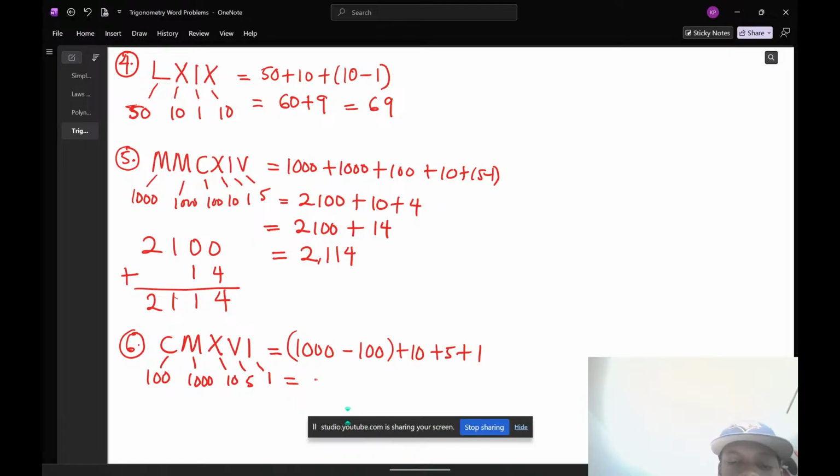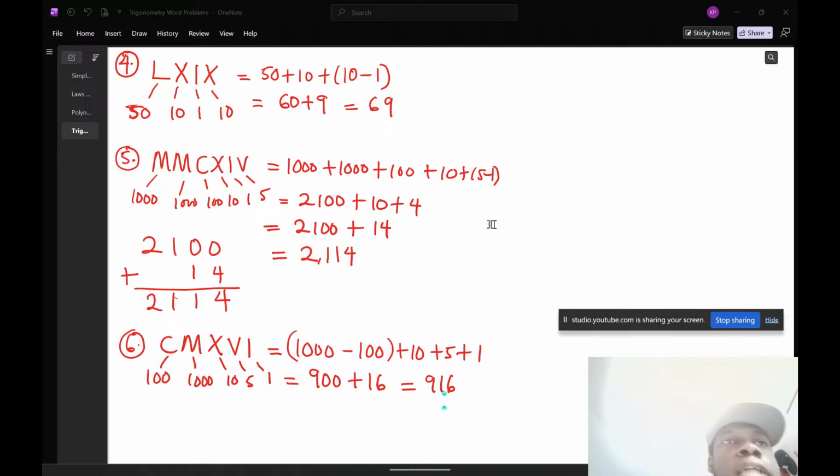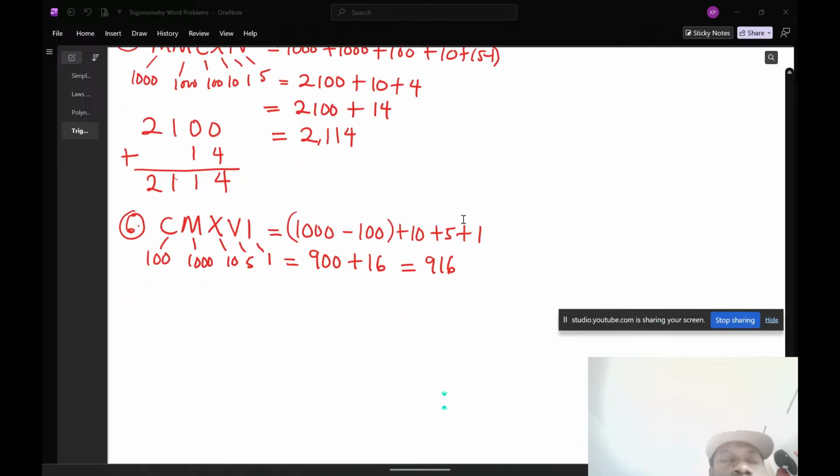Okay. So 1000 minus 100 will give us 900. 10 plus 5 is 15, plus 1 is 16. Okay. So 900 plus 16 will give us 916. Okay. So that's it. And now I want to do converting numbers to Roman numerals.